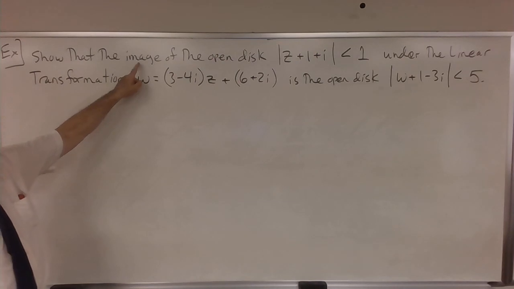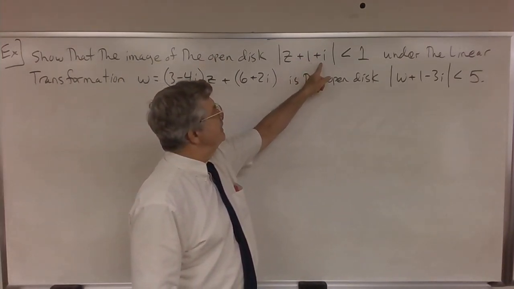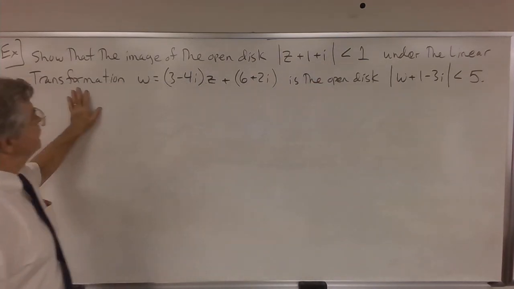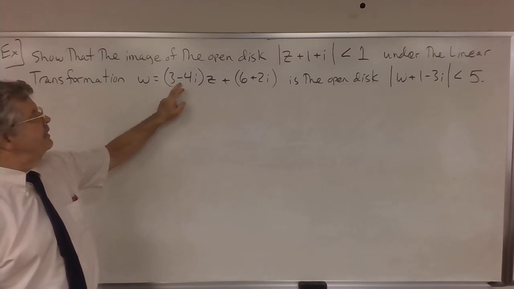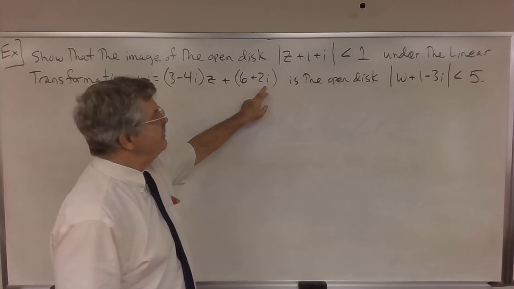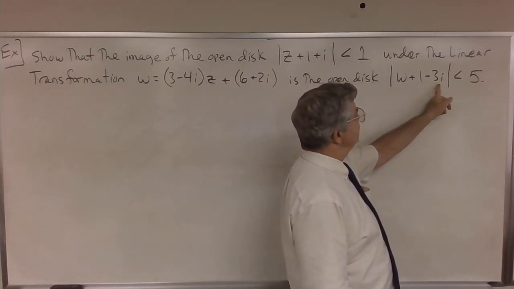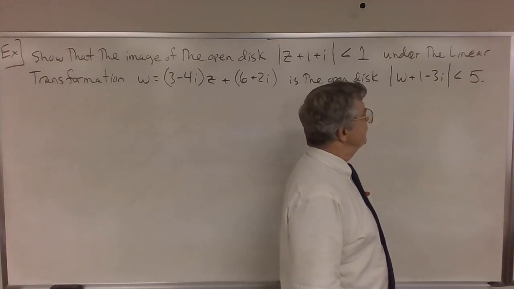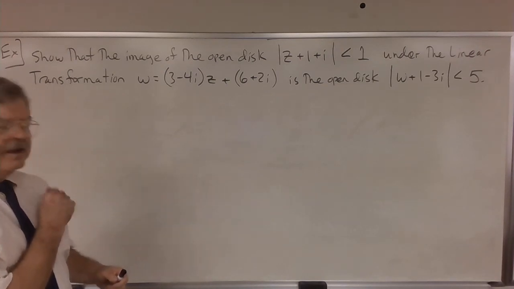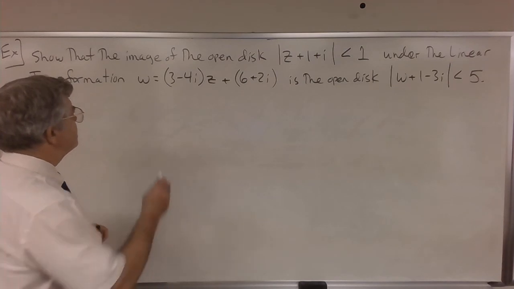Okay, show that the image of the open disk |z + 1 + i| < 1 under the linear transformation w = (3 - 4i)z + 6 + 2i is the open disk |w + 1 - 3i| < 5. Now, I'm not going to be naive this time. I'll look at this thing and I'll say, you know what?